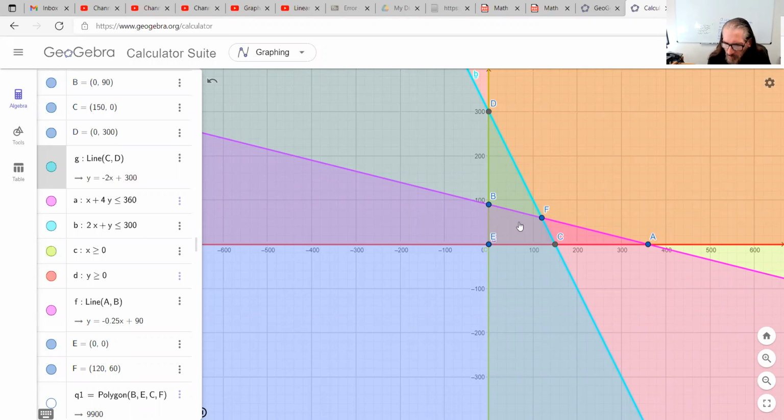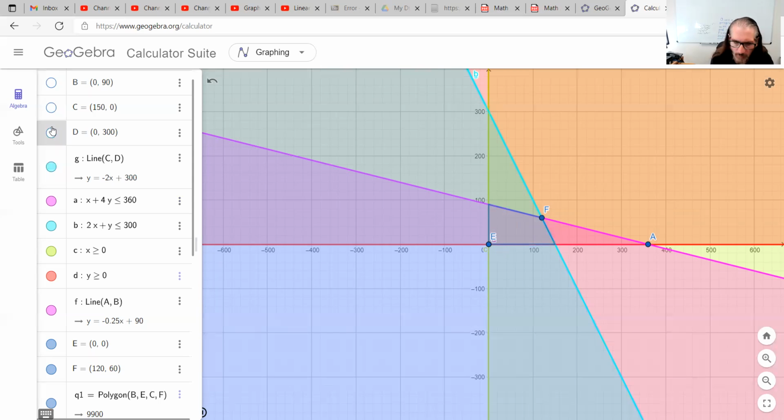Now, the region of common shading, we've got the light blue going this way towards the origin. We have the purple going this way towards the origin. And from our non-negativity constraints, y greater than or equal to 0 and x greater than or equal to 0, it's right here. So let me cover up the rest of that in just a moment. Just putting a polygon around.